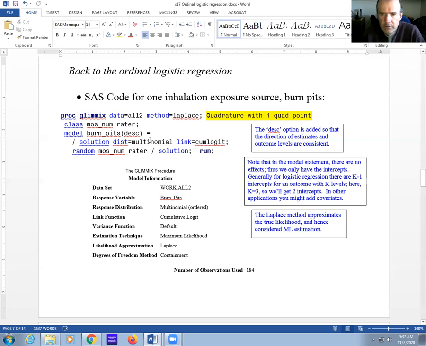So pretty straightforward code. And then we have our cross random effects by adding the job type and rater as two different features that we're going to have the measurements taken on. And I put in the solution in order to get those tests that we're interested in looking at.